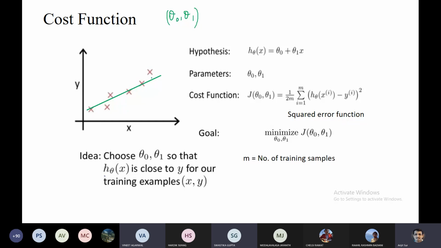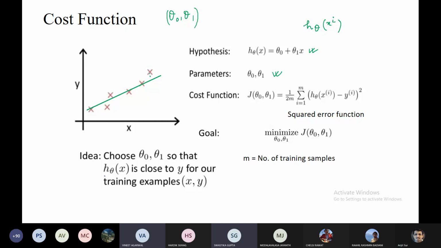But how can we do that? Let us understand: this is our hypothesis, this is our parameter. Now you see that this h theta is basically your hypothesis function. Let's say it is univariate, and it is going to give you h theta of x of i. Okay, so this is going to predict. So what does this mean?